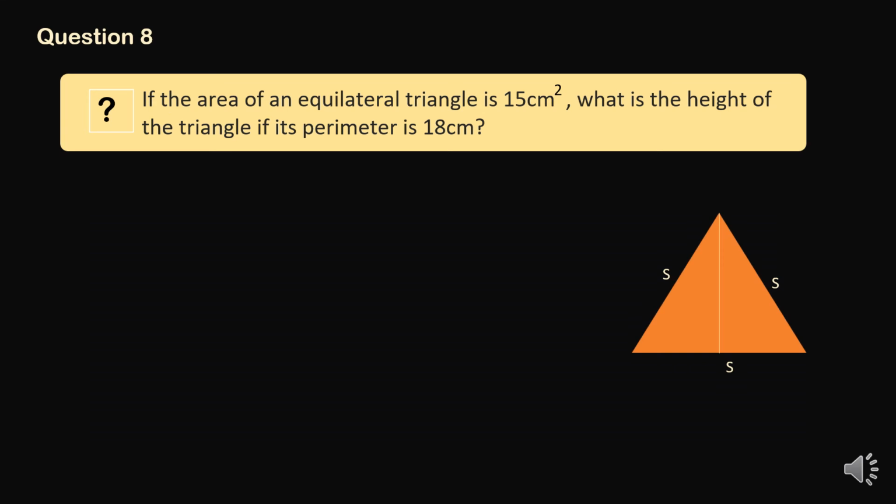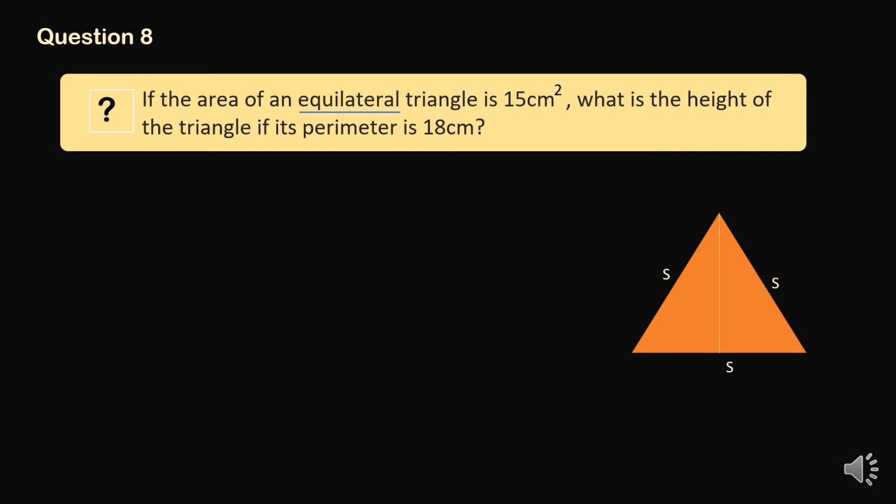Now let's move on to question number 8. If the area of an equilateral triangle is 15 centimeters square, what's the height of the triangle if its perimeter is 18 centimeters? The first thing we need to do here to answer this question is look for a clue.